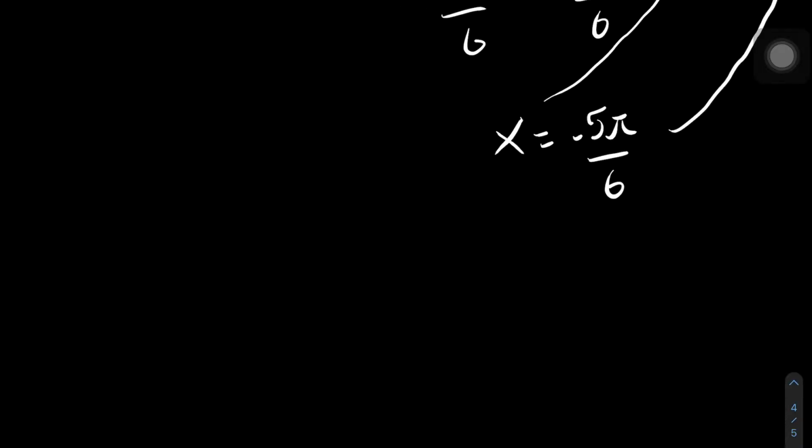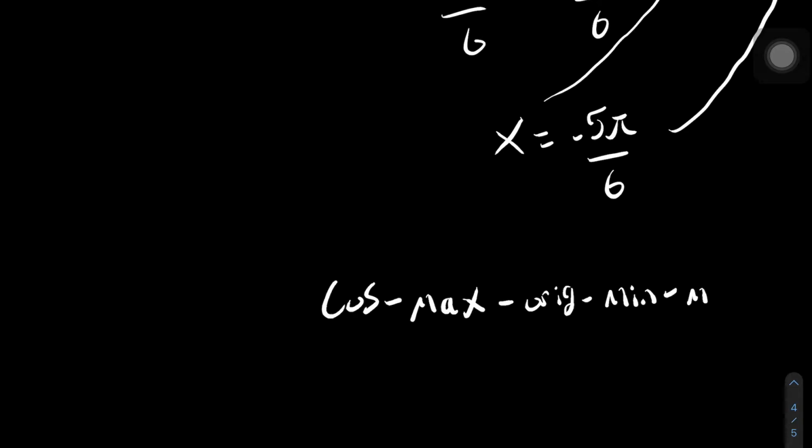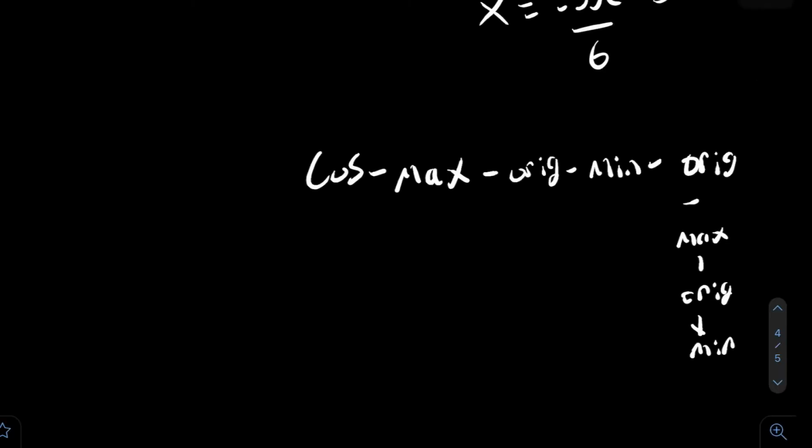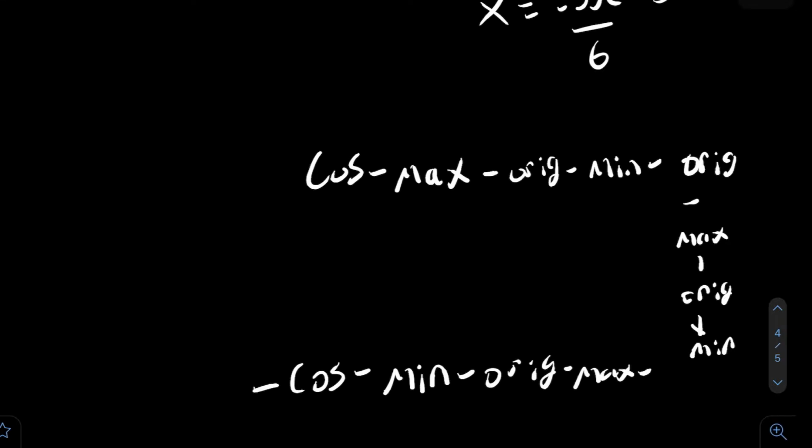But before we go and graph, let's just write this out. Cosine goes through the max. It starts with the max, goes to the origin, goes to the min, goes back to the origin, goes to the max, and then back to the origin, and then to the min, and so on and so forth. If it was negative cosine, it would start out at the min, go to the origin, go to the max, back to the origin, and so on and so forth.